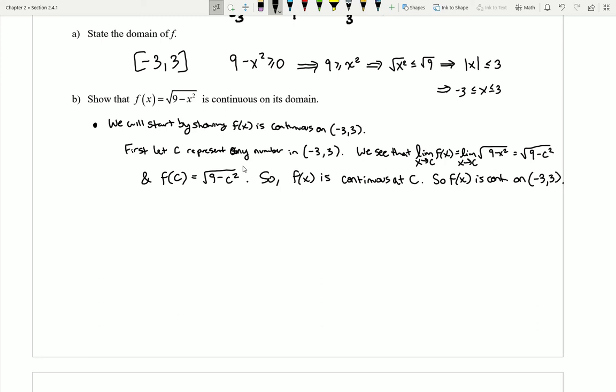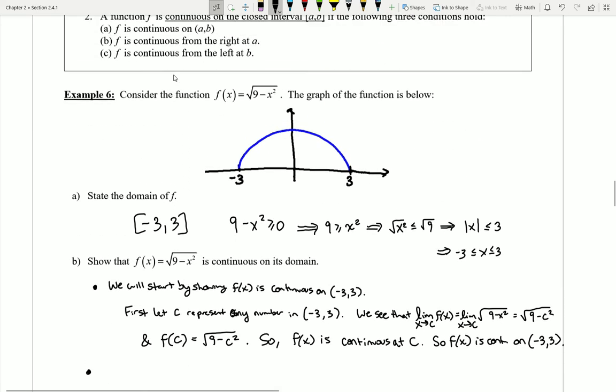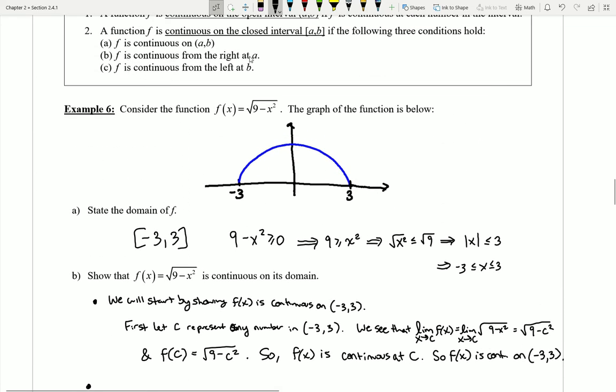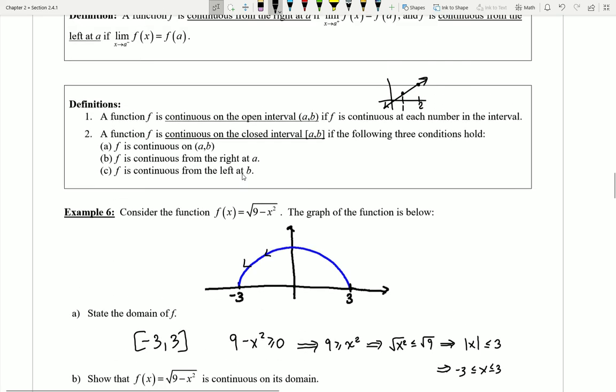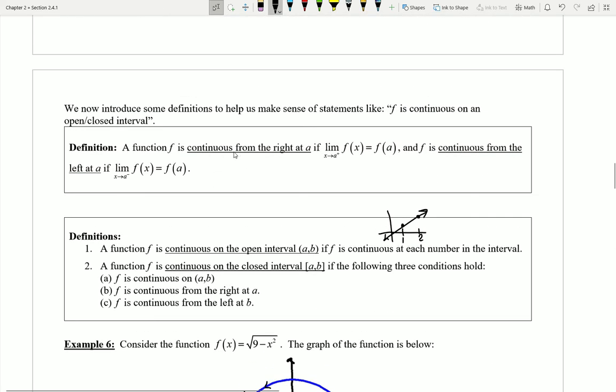That's pretty awesome. Okay, well, we still have a couple more things to check if we want to show that this function's continuous on the closed interval -3 to 3. We would have to check that the function is continuous from the right at a, at my starting point. So as I move towards -3, coming at it from the right side, I need to check it's continuous there. Remember what that means: if I want to show something's continuous from the right, I just need to show that the right-handed limit is equal to the y value.